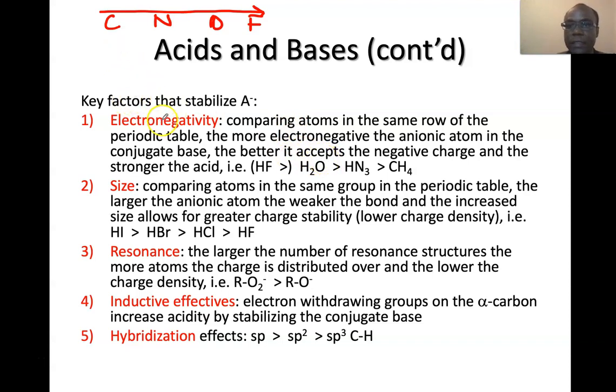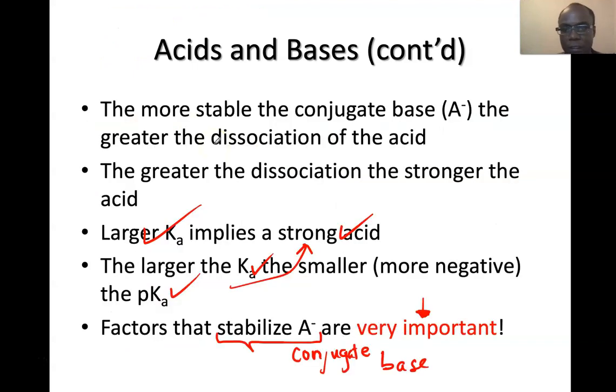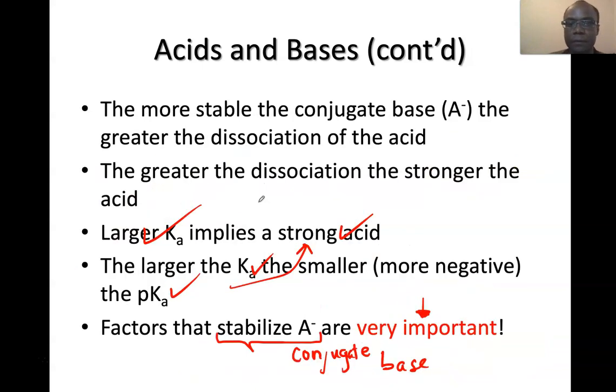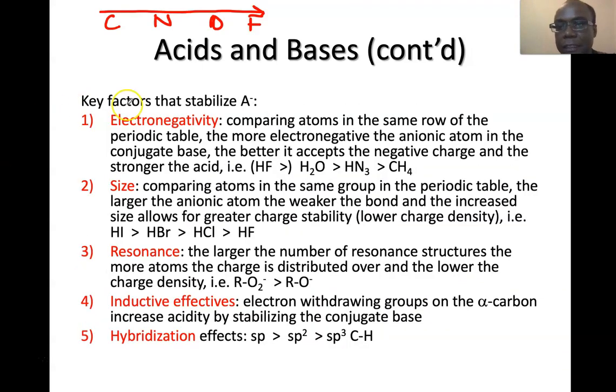So we can say that if your conjugate base here, the anion, is highly electronegative, then it's going to be more stable, meaning it holds on to the electrons better. Those electrons will not be used again to attack something else. So the whole conjugate base becomes stabilized. So electronegativity plays a role.